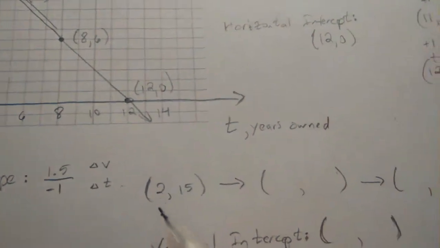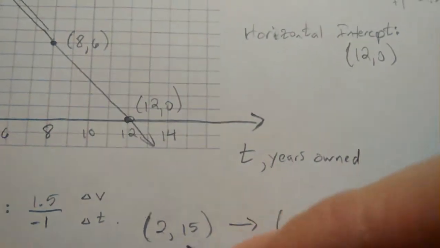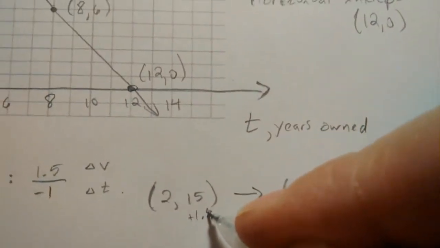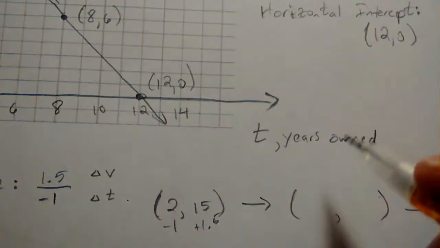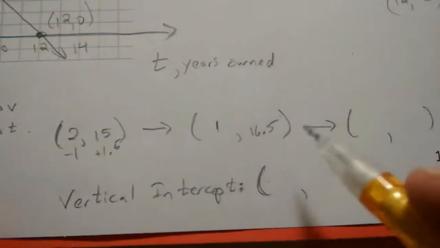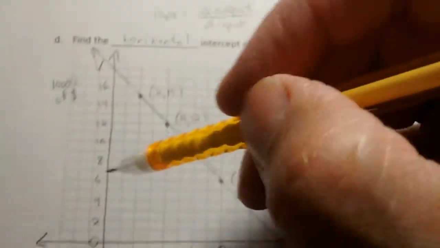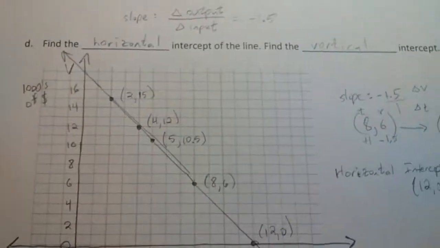So numerically we have this. This is what our slope is telling us, that the output, we add 1.5 every time we decrease that by 1. So this arithmetic is to be done. So that's 1 and 16.5 is another point on our line. So 1, 16.5, and you can see that right there.